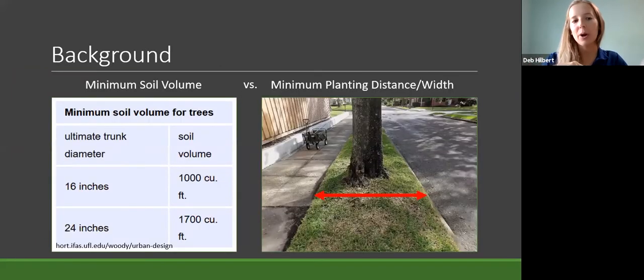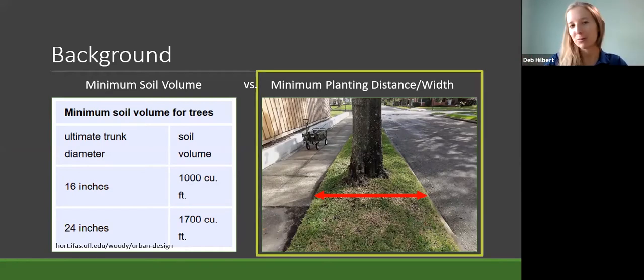There has been a lot of work done on minimum soil volume. I do want to throw that out there, because this is a totally different issue. Even if you have the right amount of soil volume in your planting space, like in a long planting strip, you can still have issues with infrastructure if you don't have the right planting distance or width. And so for the rest of this presentation, we're going to be really focusing on this planting distance or width at ground level. So how far to put the tree from hardscape or pavement.